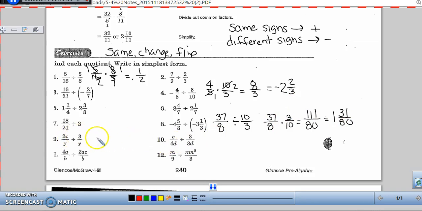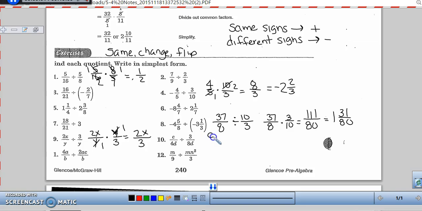Let's go to the variables next. Same rules. You are going to keep the first one the same. You're going to change to times, and you are going to still flip. So that's a y. If I look diagonally this way, the y's will cancel, nothing will cancel this way. Y goes into y once, y goes into y once. Multiply across the top, 2x times 1 is 2x, and 1 times 3 is 3.